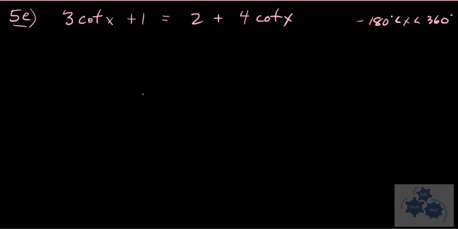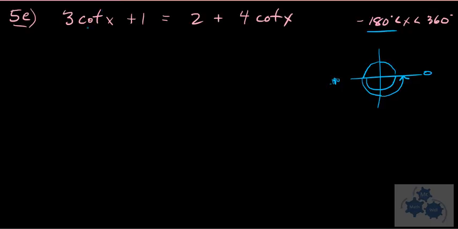All right, so this is 5E on section 4.4. We are solving this trig equation given this domain over here. So if we're looking at our unit circle, we got to go from negative, so here's 0, got to go from negative 180 all the way through to 0, then through to positive 180 all the way to 360. So anything in here, we got to find angles for x that make this statement true.